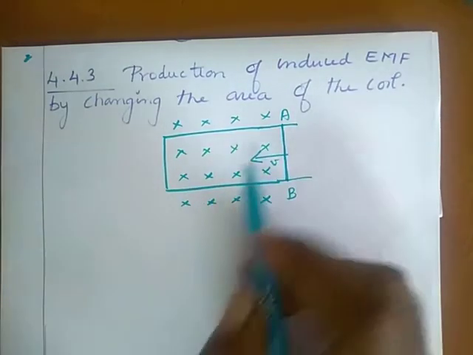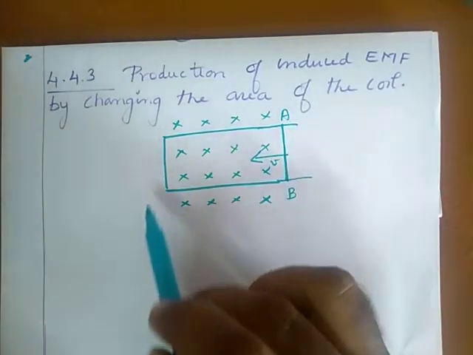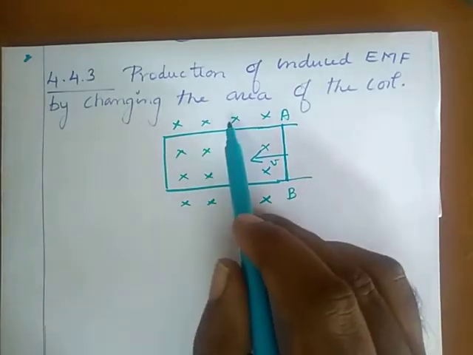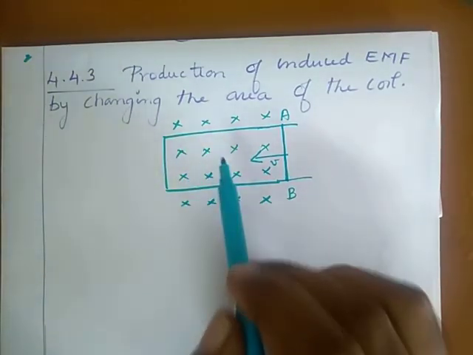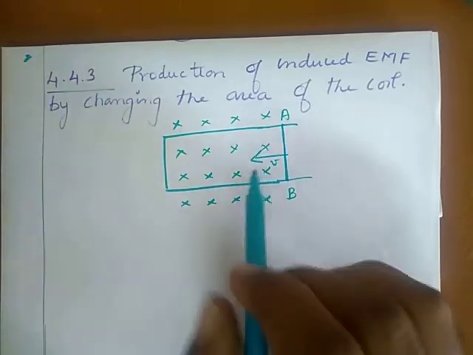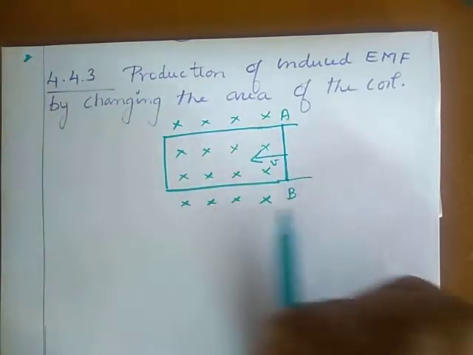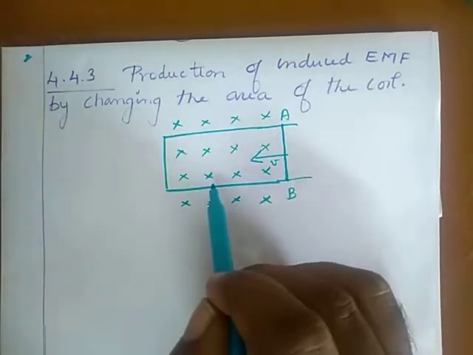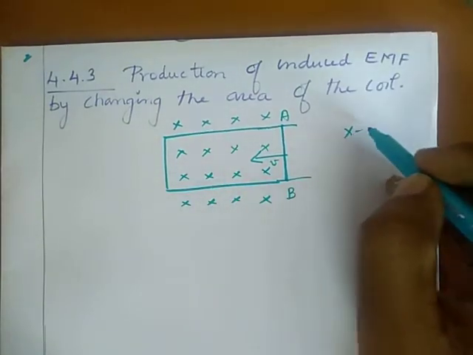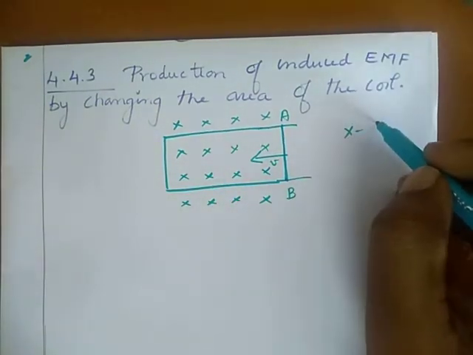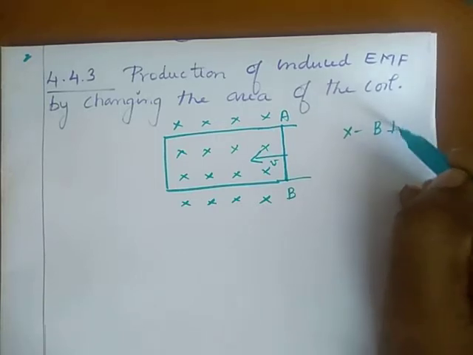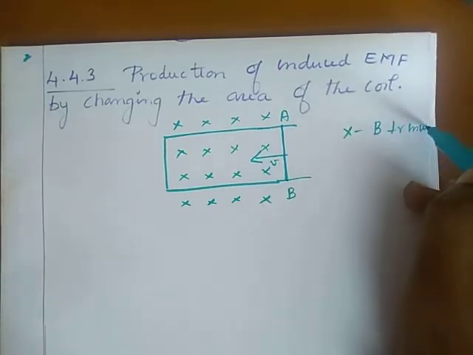Okay, first of all I consider a metallic frame. The metallic frame is placed in a magnetic field. That magnetic field is perpendicular to the plane of the frame, or perpendicular to the sheet here. Okay, it is going into the sheet. The cross represents the magnetic field perpendicular inwards.